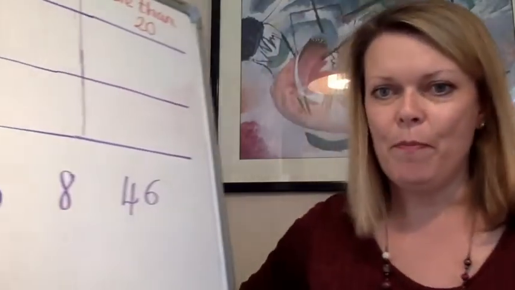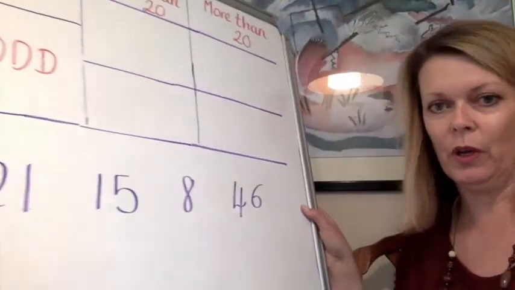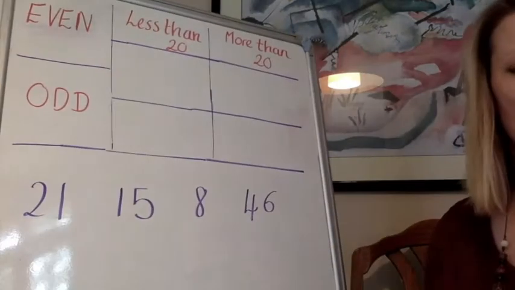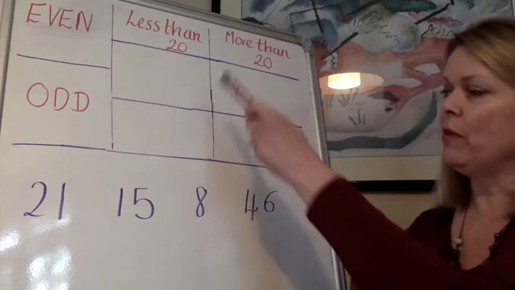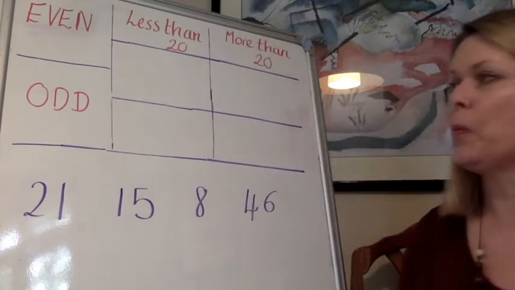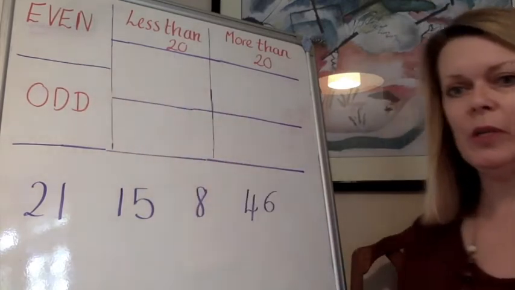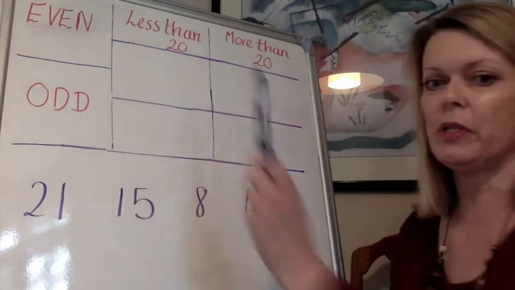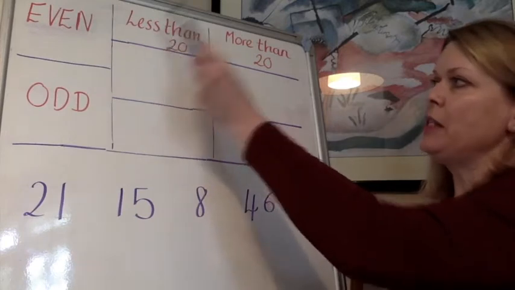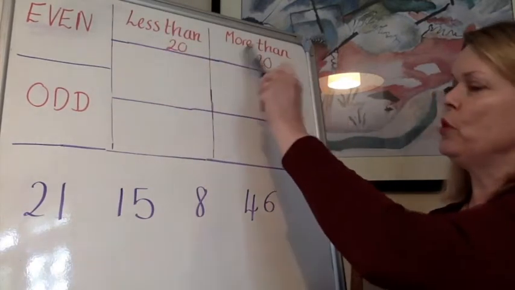It's going to be quite difficult for me because I've got a large whiteboard and I've also got a small whiteboard. So I'm going to try my best to help you, and then you can do some examples and practice on your own. Okay, so if you have a look at my big whiteboard, you can see that I've got lots of different things. I've got even numbers, I've got odd numbers, I've got less than 20 and more than 20.